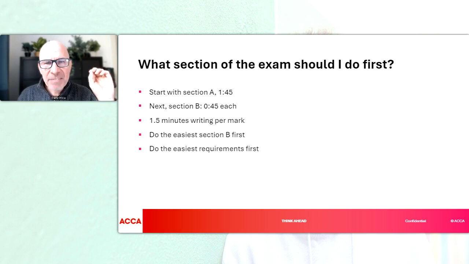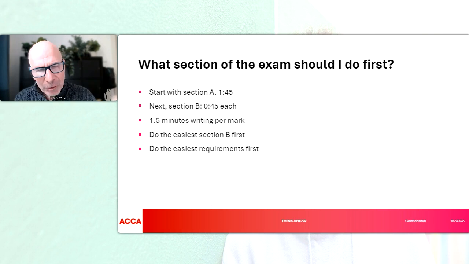Guys, exam approach. Start with section A, 1 hour, 45 minutes. Get that out of the way. Then go to section B, 45 minutes each question. Check them out, do the easier one first, do that entire structuring exercise that I showed you, get that skeleton in place, then you start with the easiest requirements. Do the easy requirements first.